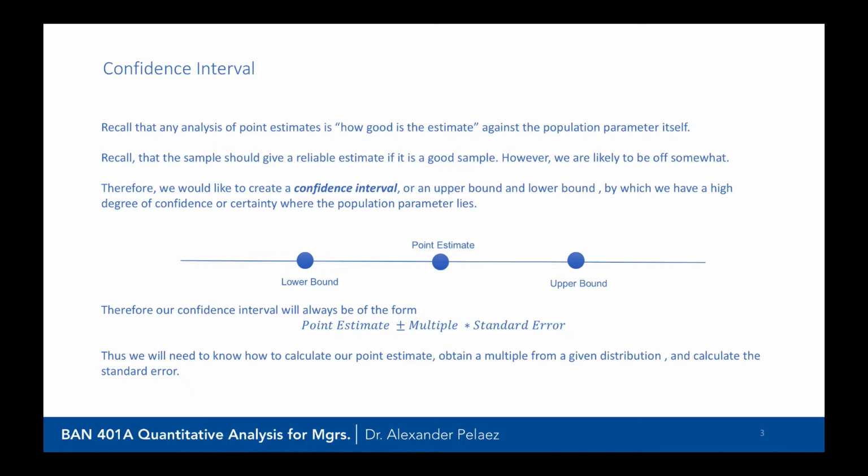So on the graph here, we have a point estimate in the middle, and our upper bound will be some value above, and our lower bound will be some value below. So our confidence interval will always have the form of the point estimate, plus or minus, some multiple, which is going to give us our confidence level, times the standard error, which is the standard error of the point estimate. So we need to know how to calculate this point estimate, obtain our multiple from a given distribution, and then calculate the standard error.